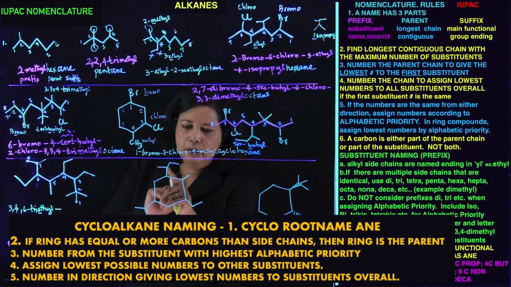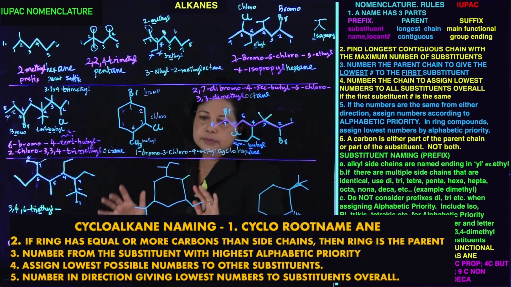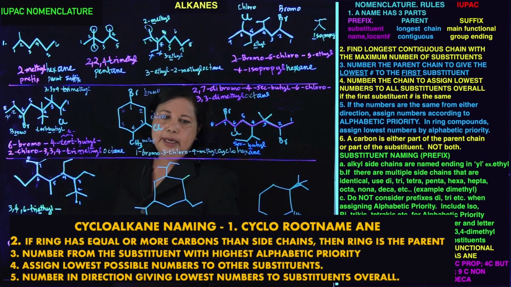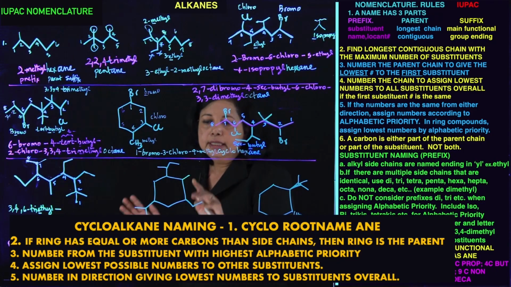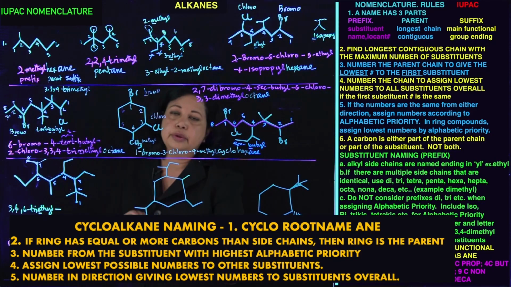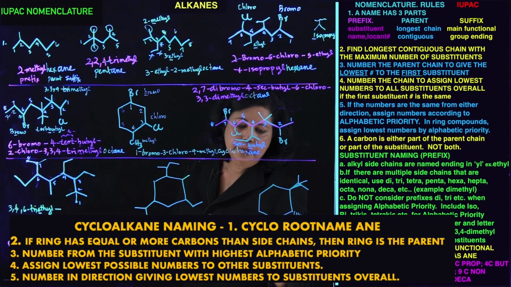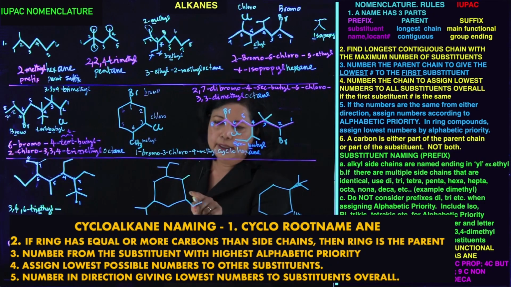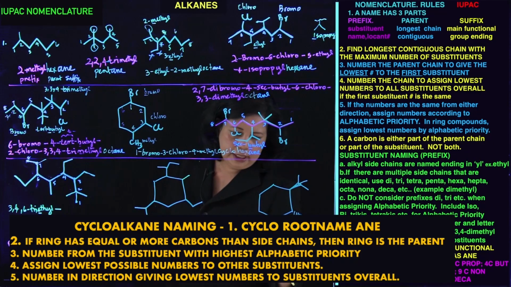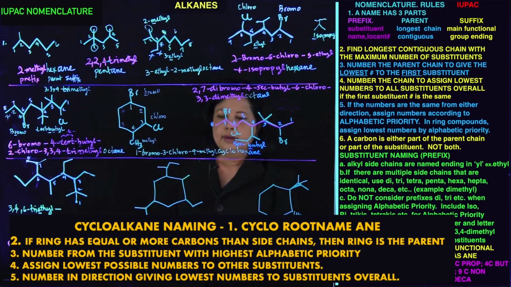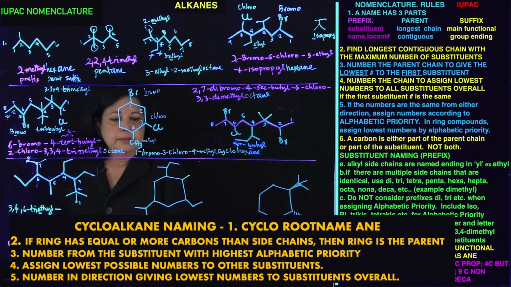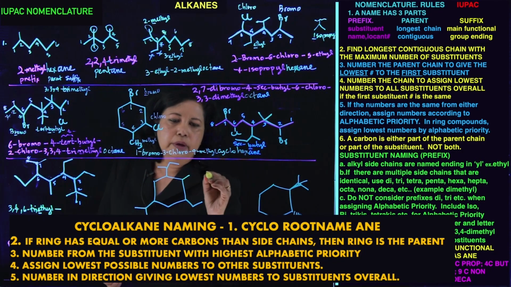Let's look at the cyclo compound. It's got lots of hands and legs popping out. Let's see who's the parent. Well, for cycloalkanes, if the chain has more carbons in the ring, then the chain is the parent. If the chain has the same number or less than the ring, then the ring is the parent. So you name it as cyclo, and then the number of carbons in the ring, ane, cyclohexane, because this is a 6-membered ring. Well, next thing, number from the substituent with highest alphabetic priority.